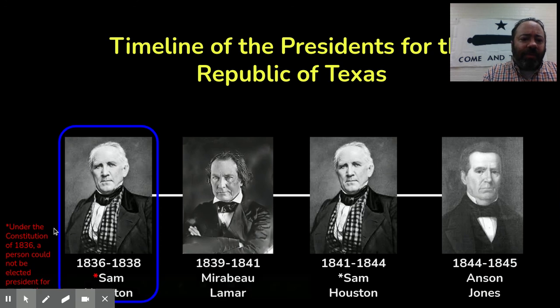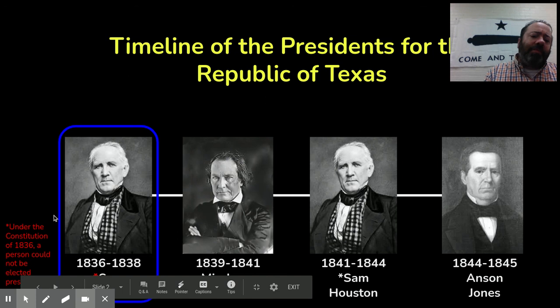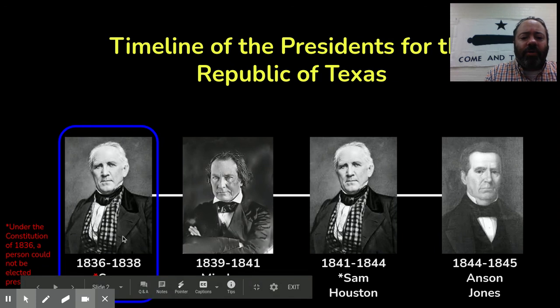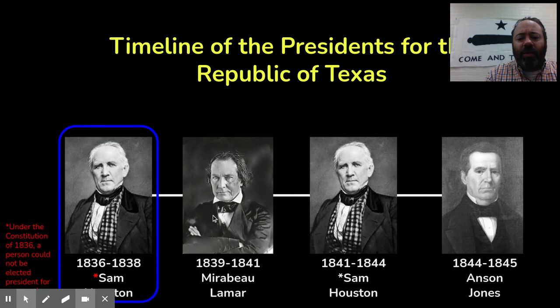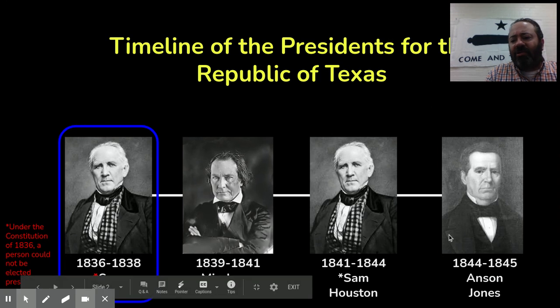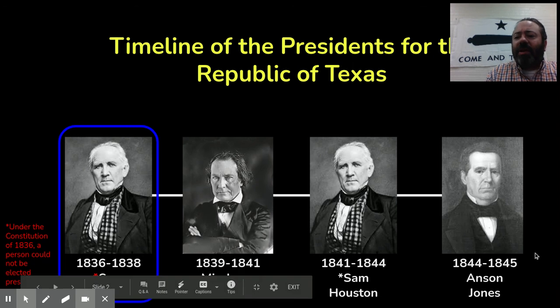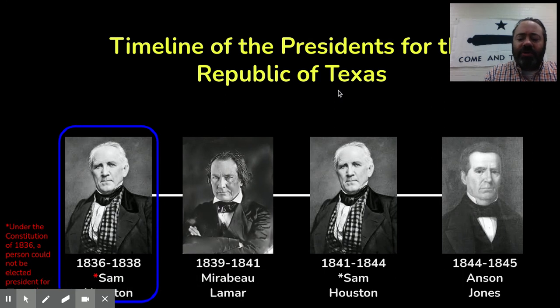One thing you got to know is Sam Houston under the Constitution of 1836. Remember, there's a bunch of different versions of the Constitution. Under the one of 36, a person cannot be elected for consecutive terms. So unlike how things are done now, if you won, you couldn't win again. So you have Sam Houston winning 1836 to 38, then Mirabeau Lamar, then Sam Houston again, and then Anson Jones. The reason there's no more presidents of the Republic of Texas is that in 1845, we're going to become part of the United States. So these are the only four presidents while Texas was its own country.